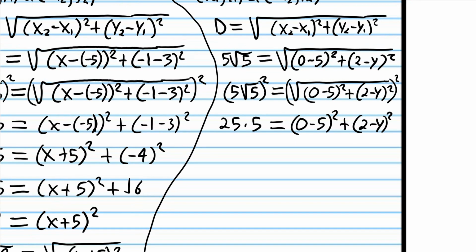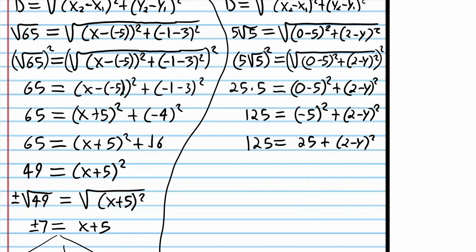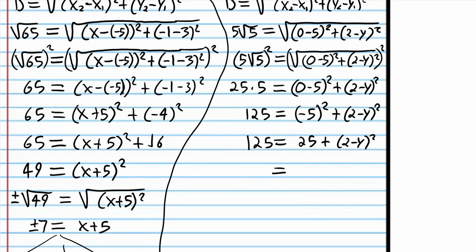All right, so 5 times 25, that would be 125. And 0 minus 5 is negative 5. Make sure you keep those parentheses. Negative 5 squared is 25. So now we have an equation with a square. So we isolate the square. We get this square by itself. Subtract 25 from both sides, and we have 100 equals 2 minus y squared.